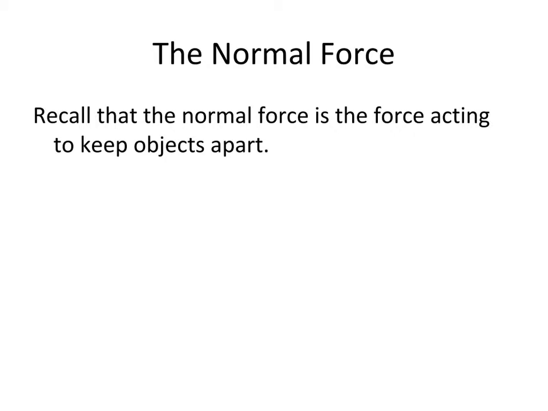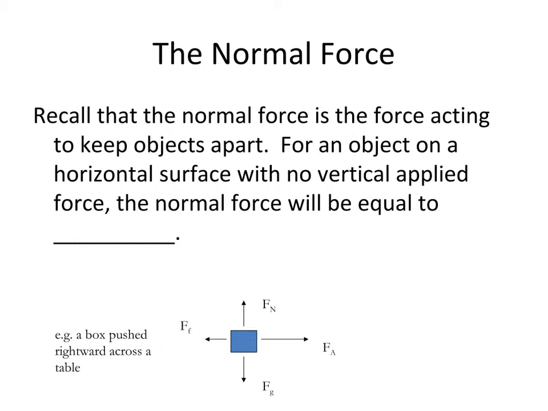The normal force, as you may recall, is the force that acts to keep objects apart. So this is a contact force. So an object sitting on the floor would have a normal force exerted on it by the floor, perpendicular to that surface, perpendicular to the floor. So for the object on a horizontal surface with no vertical applied force, the normal force would be equal to the weight, because there's no acceleration in the y direction, so the forces in the y or vertical direction must be balanced.